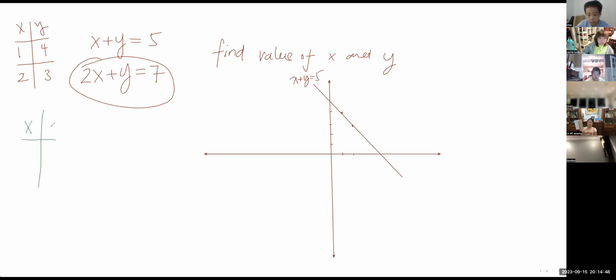Okay, so again, everybody, please make a table, x and y. You can see in order to make them 7, x equals 1, y equals 5, and x equals 2, y equals 3, correct? So I'm going to use the green color. So 1, 5, and 2, 3. So 2, 3 is the same thing, okay? So we're going to make a line.